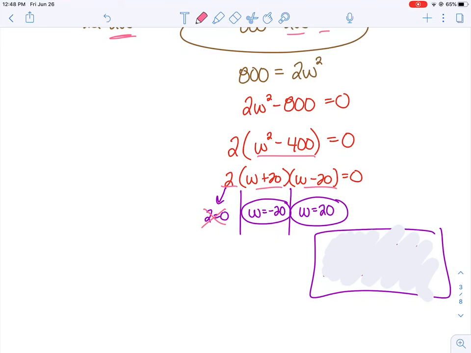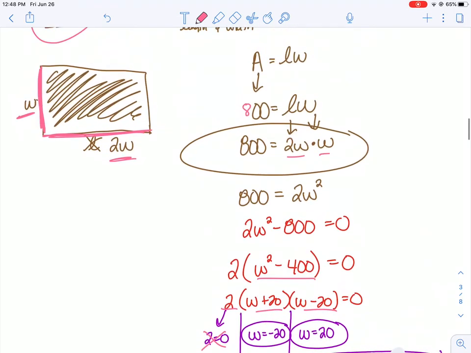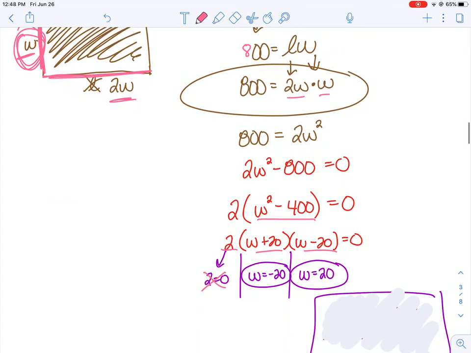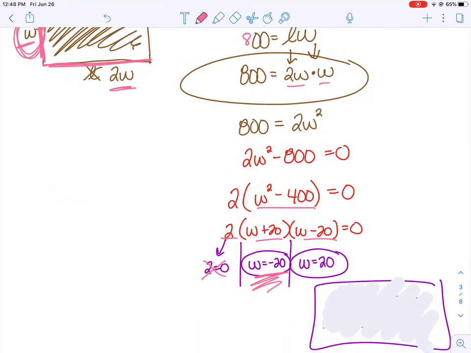But what do they really mean? And this is really the most important part to me, is I want to know that after you get an answer, you actually know what it means in this scenario. So what did W represent in our problem? Well, W represented the width of our cutting board, right? And so does it make sense for the width of our cutting board to be negative 20 centimeters long? Not quite. So that's probably an extraneous solution, or a solution on this one that doesn't really work in context, okay? But it does make sense for my width to be 20 centimeters.